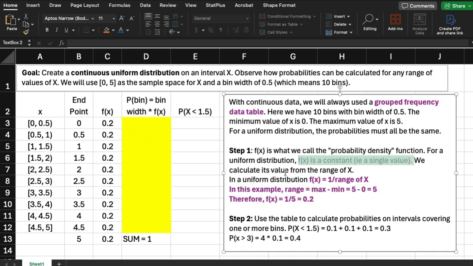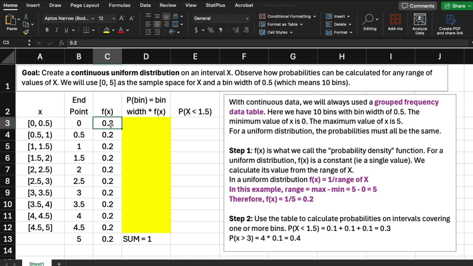So we calculate its value using the range of x. Basically, you can just assume that this is a formula that applies to any uniform distribution. Little f of x is equal to 1 divided by the range of your capital X. In this example, the range is the maximum minus the minimum, so 5 minus 0 equals 5. That is our range. Therefore, little f of x is equal to 1 divided by 5, which is 0.2.